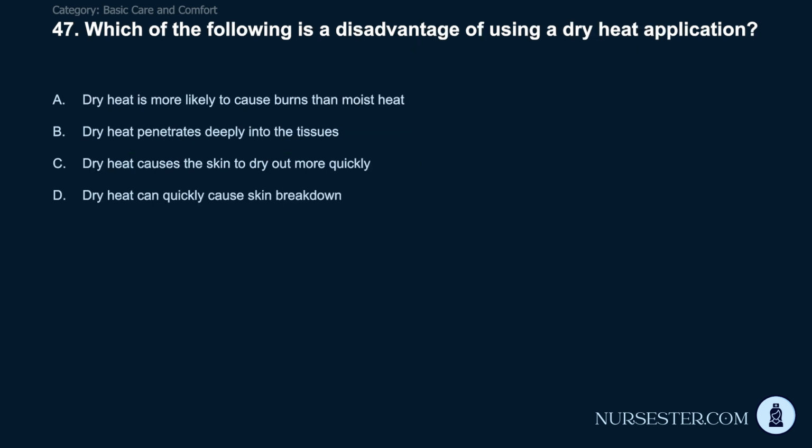47. Which of the following is a disadvantage of using a dry heat application? A. Dry heat is more likely to cause burns than moist heat. B. Dry heat penetrates deeply into the tissues. C. Dry heat causes the skin to dry out more quickly. D. Dry heat can quickly cause skin breakdown. Correct answer: C. Dry heat causes the skin to dry out more quickly.